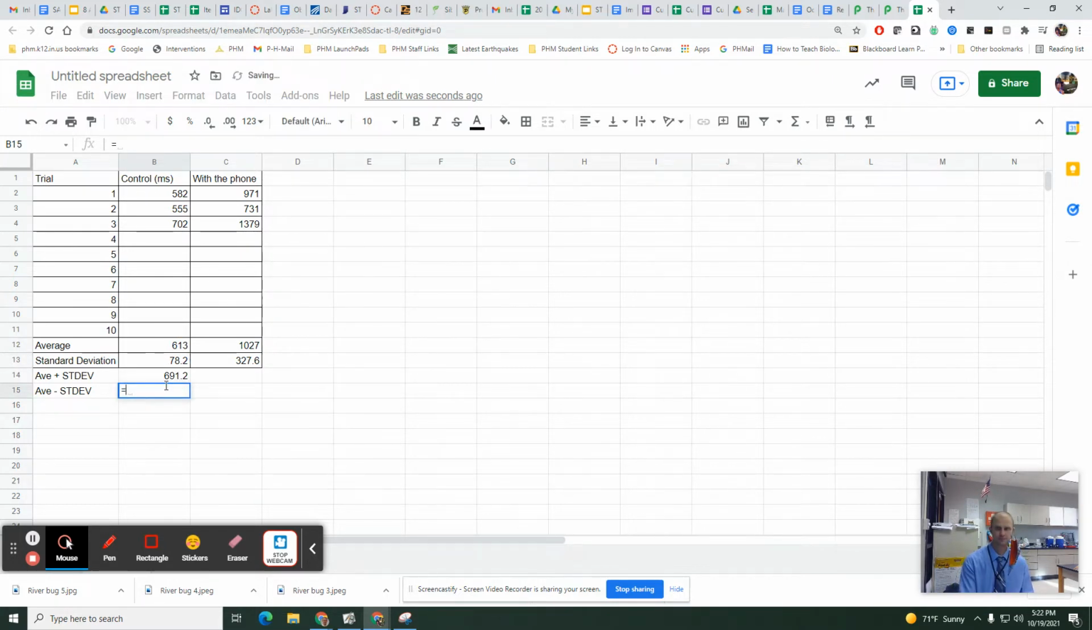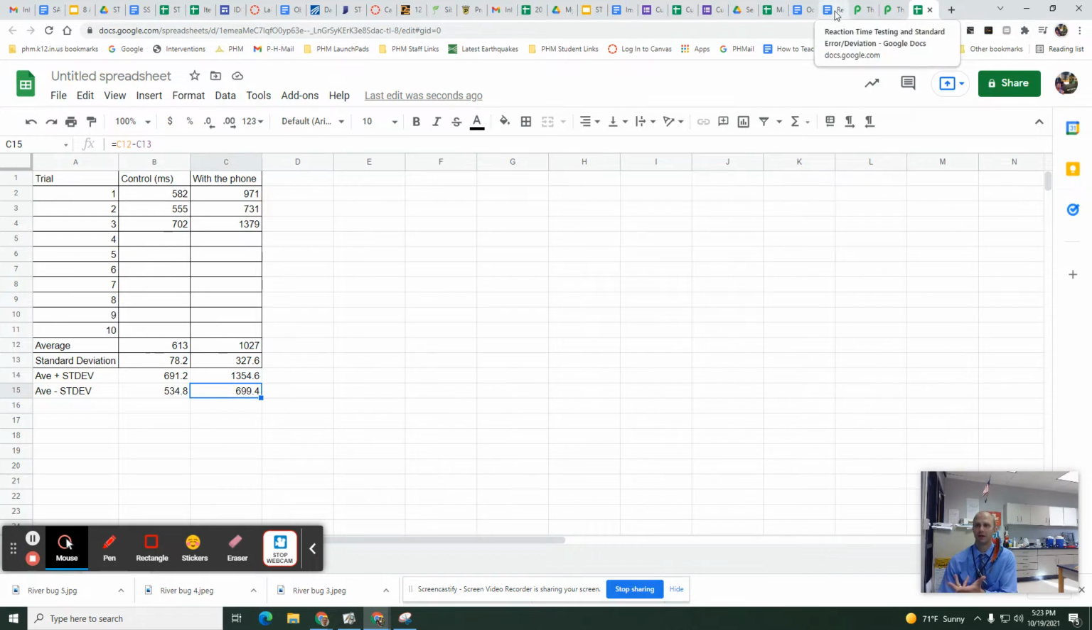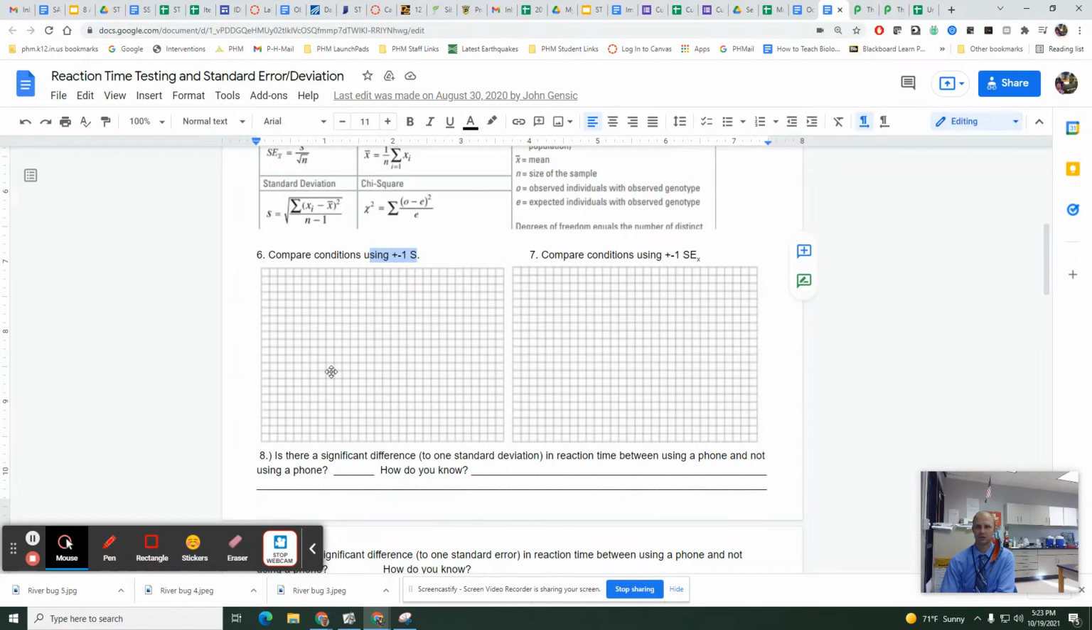Got it. And then this minus STDEV. So that's my range from 534 to 691. There you go. Equals this plus this. So that goes up to like 1300 something. Equals this minus this. Is there overlap? Ooh, it's super close. Oh, there is not overlap because the 691 does not go up to 699. So there's a significant difference here just based on these three trials. But you'd graph that out now. You'd graph that here on the standard deviation.